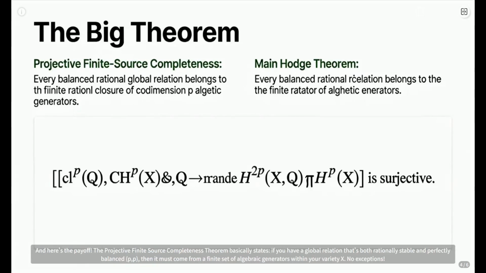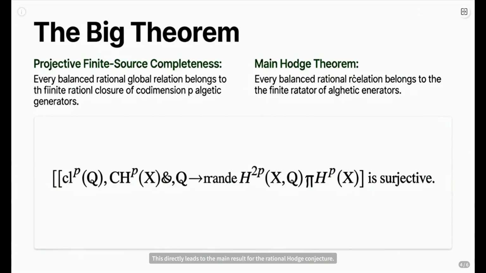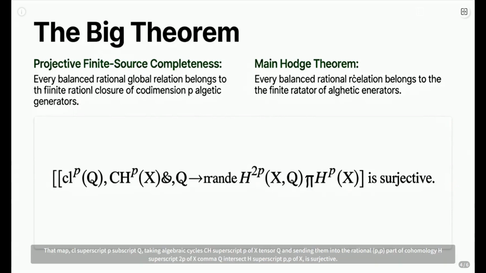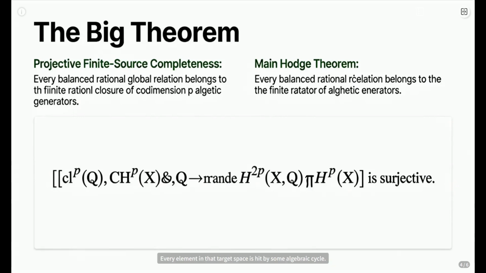And here's the payoff. The projective finite source completeness theorem basically states: if you have a global relation that's both rationally stable and perfectly balanced (p,p), then it must come from a finite set of algebraic generators within your variety X. No exceptions. This directly leads to the main result for the rational Hodge conjecture. That map, cl^p_Q, taking algebraic cycles CH^p(X) tensor Q and sending them into the rational (p,p) part of cohomology, H^{2p}(X, Q) intersect H^{p,p}(X), is surjective. Every element in that target space is hit by some algebraic cycle. The shadow can always be lifted back to its source.